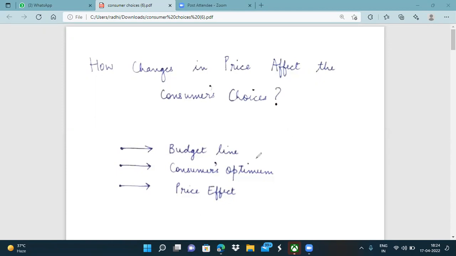Since we are studying from a consumer's point of view, we must know about three concepts. Number one, budget line. Number two, consumer's optimum. And number three, the price effect. Budget line is just the consumption bundles that a consumer can afford. And consumer's optimum is the point where the indifference curve of a consumer is tangent to the budget line of the consumer. And the price effect, what it is and what its different types are, we are going to study in detail in the video ahead.